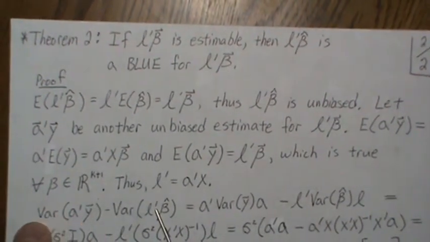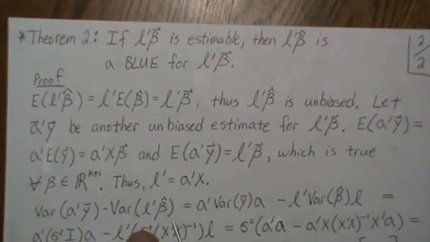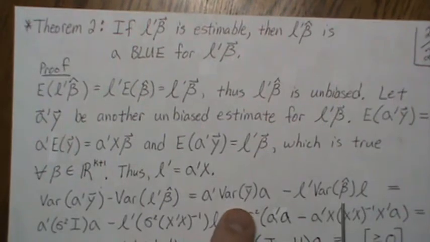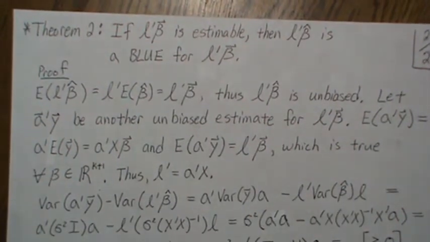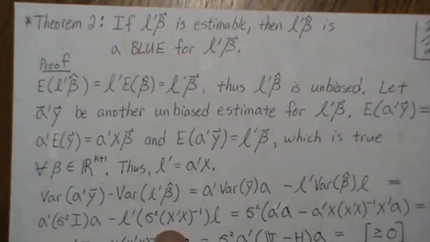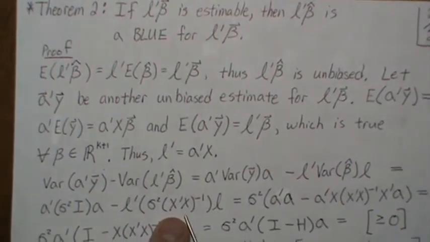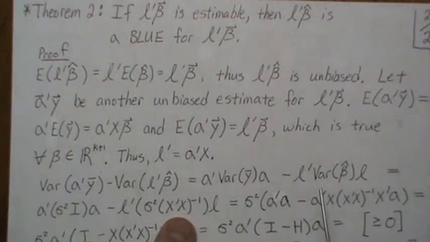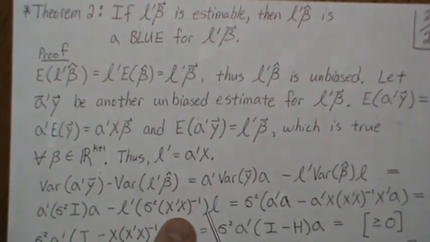So now let's look at the variance of A prime Y minus L prime beta hat. The variance, we can take that out front and transpose it out back, the same with this L, and we get this. Now the variance of Y is sigma squared I. The variance of our least squares estimate is sigma squared X transpose X inverse, and that's from a previous video on the properties of the least squares estimates.